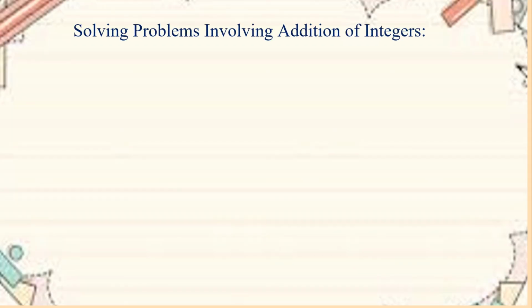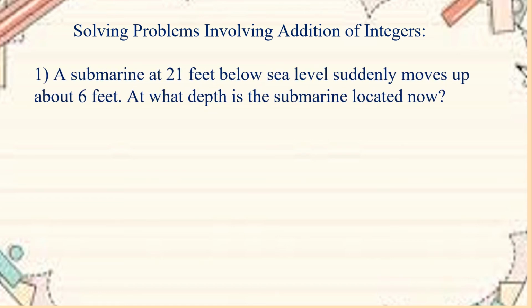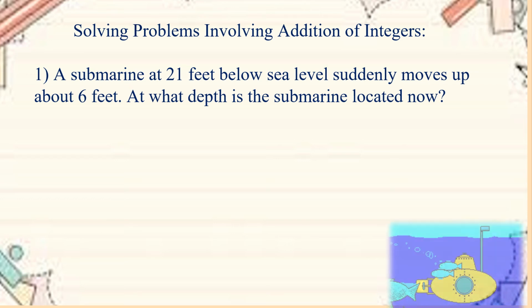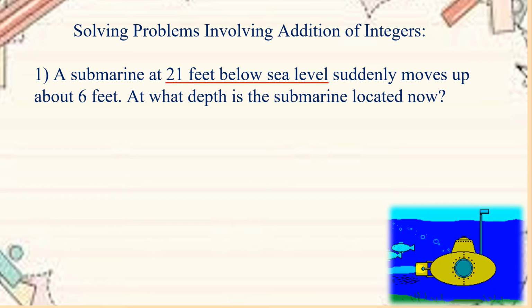Now let us have solving problems involving addition of integers. Let us read all together the problem. A submarine at 21 feet below sea level suddenly moves up about 6 feet. At what depth is the submarine located now? First, we are going to analyze the given. So 21 feet below sea level is what? Is it positive or negative? Correct, it is negative because of the word below.